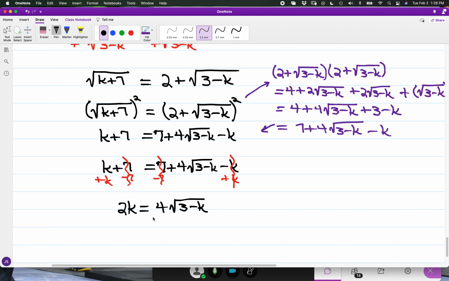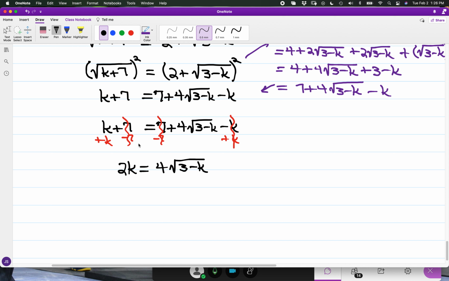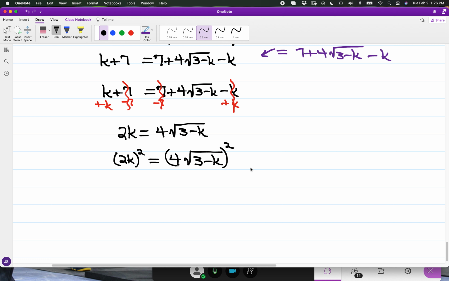And so now you have your option. You can isolate the square root of 3 minus k if you divide by 4, but you would have a fraction on the left hand side. So what you can do instead, if you want to avoid fractions, is go ahead and square both sides. I just thought of another way, but we'll get to this in just a moment.